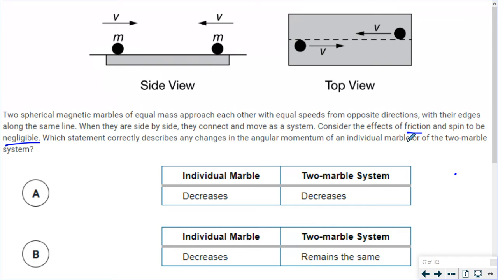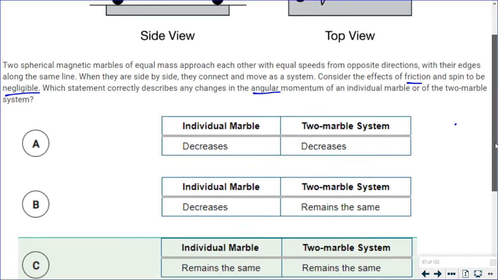That means there's no external forces on the system. Anytime you see that, you should think all momentum is conserved, angular and linear momentum. So which statement correctly describes any changes in your angular momentum? You should say it doesn't change at all. It's constant.